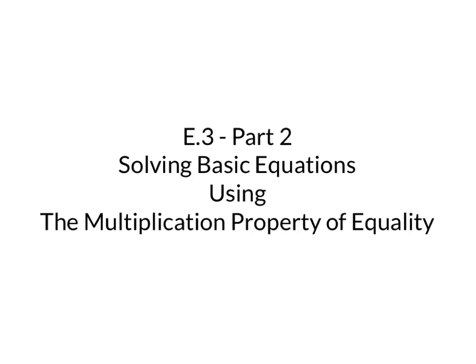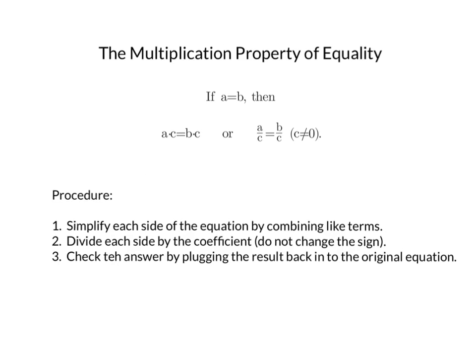Okay, so the second operation, or the second property that we're going to look at in terms of solving basic equations, is the multiplication property of equality. The multiplication property of equality says this: if A equals B, then A times C equals B times C, or A divided by C equals B divided by C, assuming that C is not equal to 0.